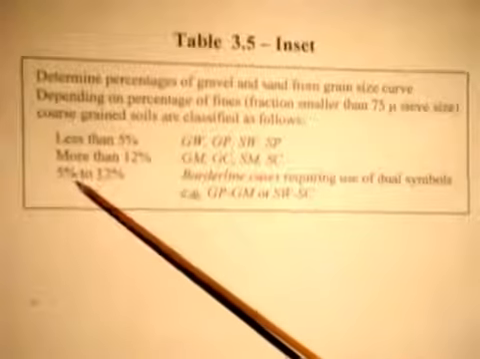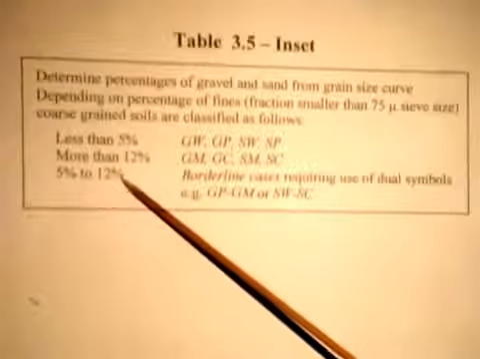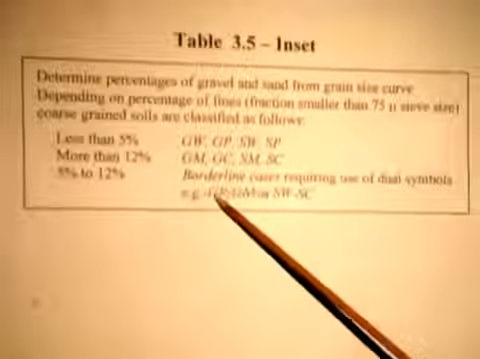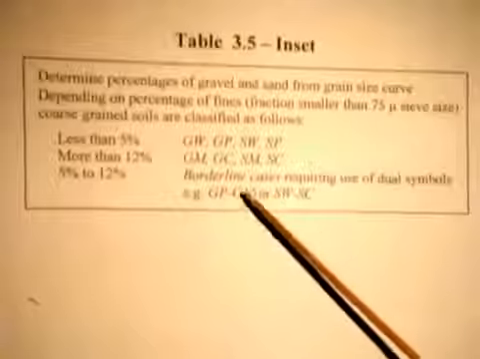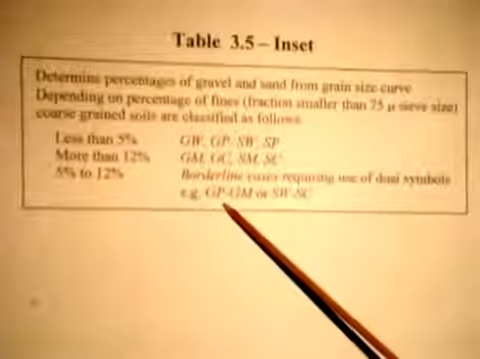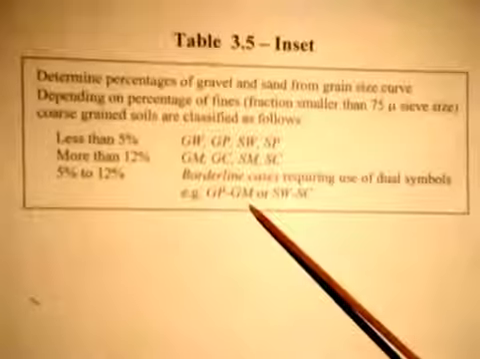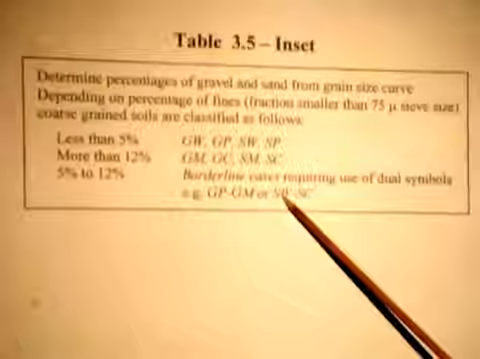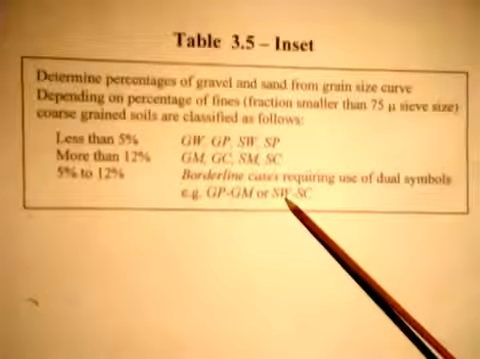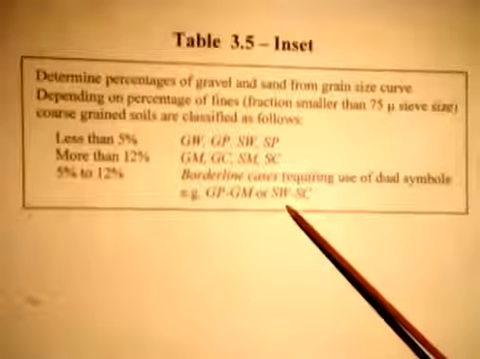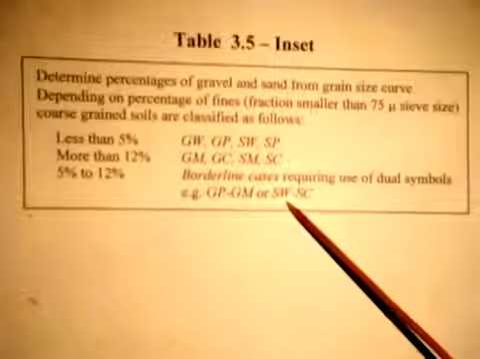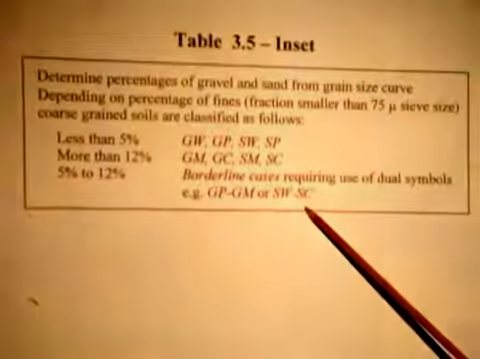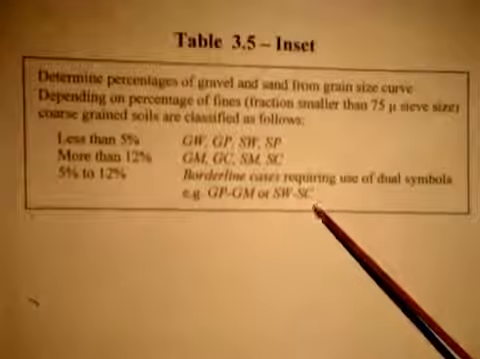In the situation when the percentage fines lies between 5 and 12%, then we have what we call a borderline case, and we need to use dual symbols. So GP if it's a gravel poorly graded, dash GM to indicate that we have between 5 and 12% silt. And in the situation where the soil is predominantly sand that has a range of particle sizes and therefore well graded, but has between 5 and 12% clays, then the second part of the dual symbol is SC.